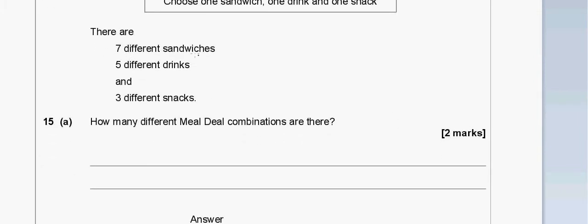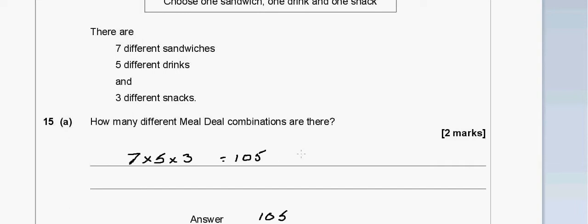So this is why doing these past papers is useful. If we've got 7 different sandwiches, for every one of those sandwiches you're going to have 5 different drinks, so that's 7 times 5. And for every one of those combinations you're going to have 3 different snacks. So it's literally just 7 times 5 times 3. Okay, so 5 7s are 35, 3 35s are 105. So there are 105 combinations. Hope I've explained that okay.